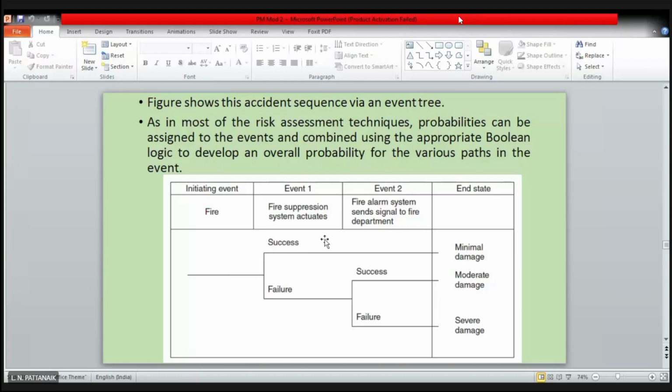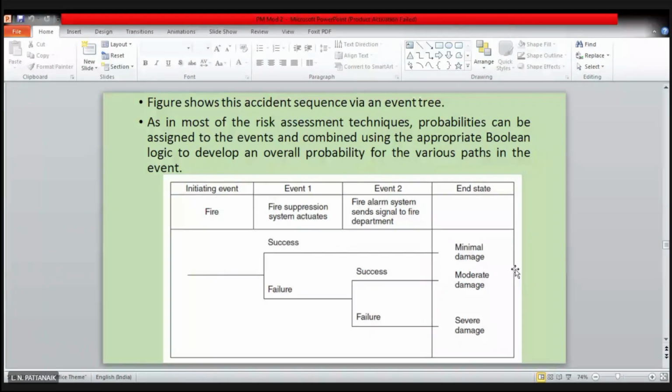Then what is the next event? Event one is that you have a well-placed fire suppression system. As I said, maybe you have some smoke detectors, and it is supposed to suppress the fire and will get actuated. It is supposed to get actuated, but it may fail also. So there is a probability of success and a probability of failure. If it is a success, then you can go directly to the end state. What is the end state? The end state is minimal damage, because water will be sprinkled, there will be an alarm system, and people will come and control it.